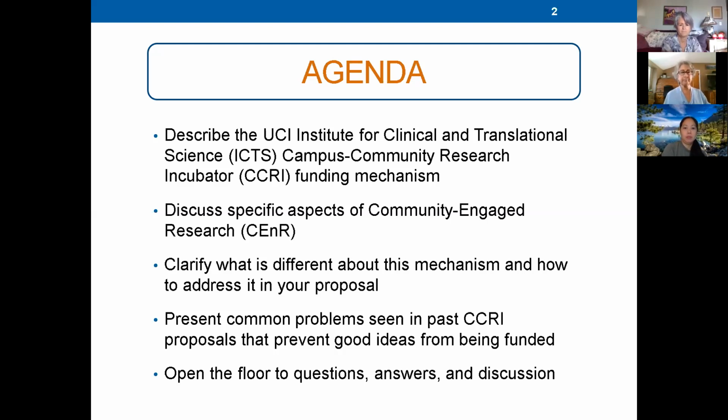We're going to discuss some of the specific nuance of this funding mechanism around conducting community engaged research. We're going to talk a little bit about what is different about this mechanism and how to address it in your proposal. So we really want to give you some tips on areas that you really have to highlight if you want to be competitive for this funding. We're going to talk about some common problems that we've seen in past proposals and give you some ideas about how to prevent some of those problems. And then we'll open the floor to questions, answers, and discussion.